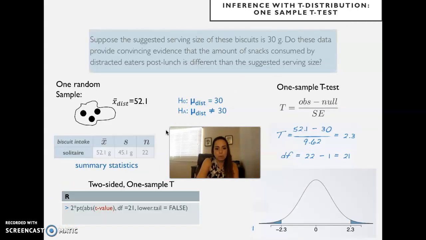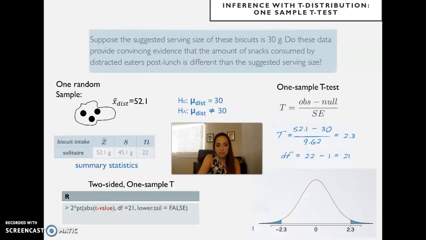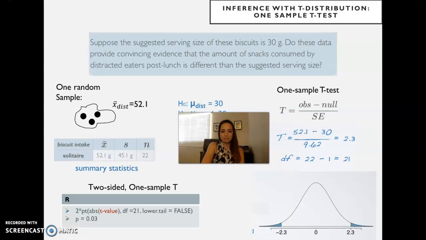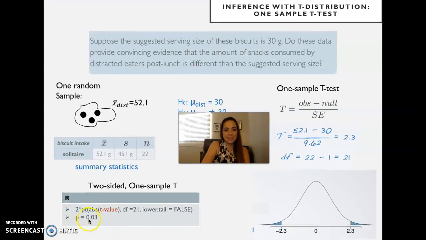Oops, what's the probability? Oh, shoot, hang on. Apologize about that. I'm back with the p-value.